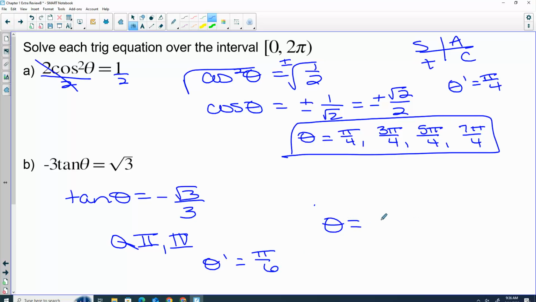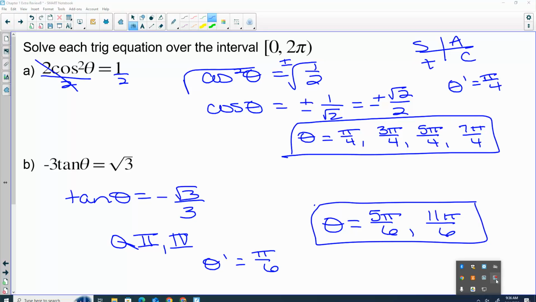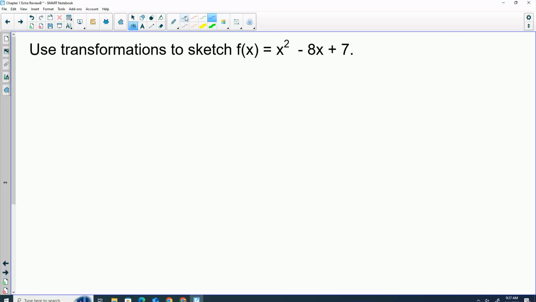So pi over 6 in quadrant 2, the top is 1 less, so 5 pi over 6. Quadrant 4, double minus 1 would be 11 pi over 6. I've got oodles of time.